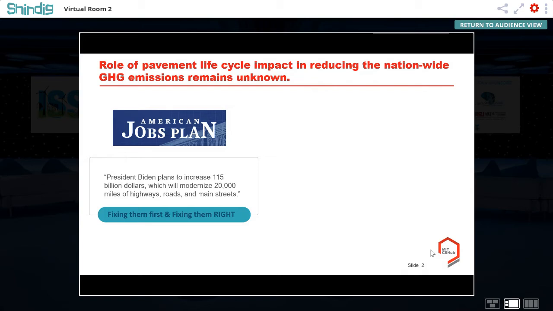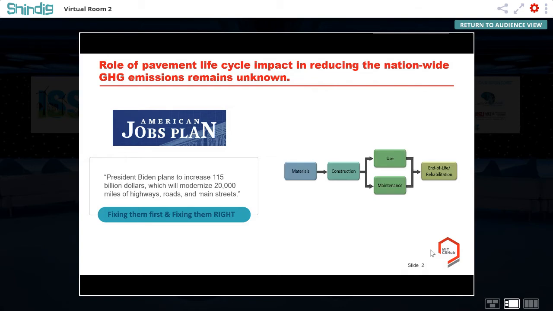But to do that, one of the main criteria that they are going to consider is the sustainability and the implications of the pavement life cycle GHG emissions. It raises the question that we have different phases and components in our pavement life cycle, starting from materials up to the end of life. Therefore, we have different opportunities to reduce the GHG emissions of the pavement network.